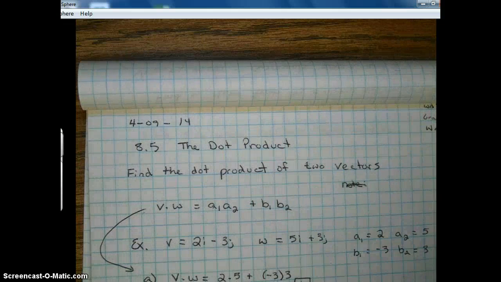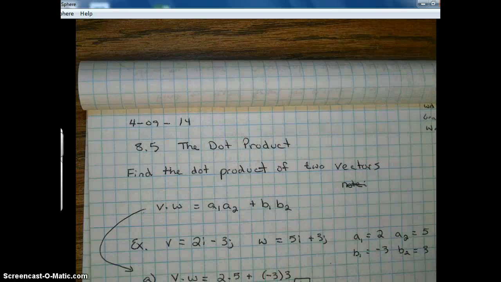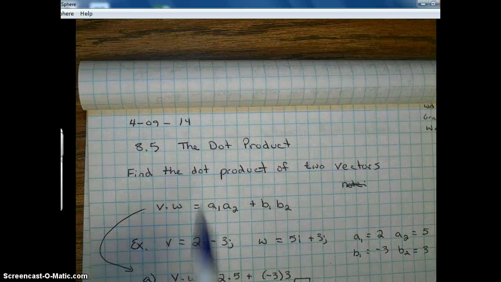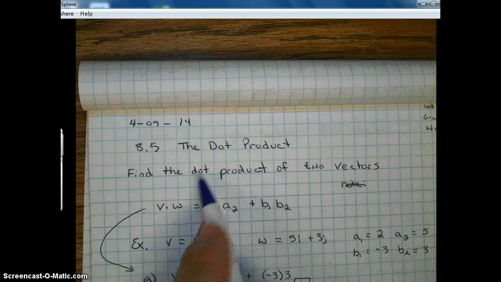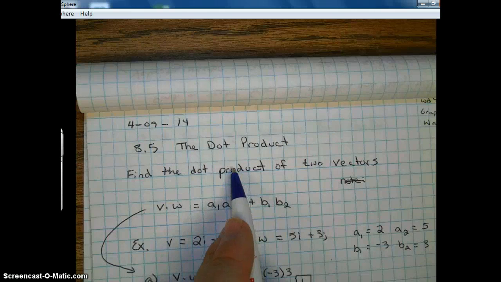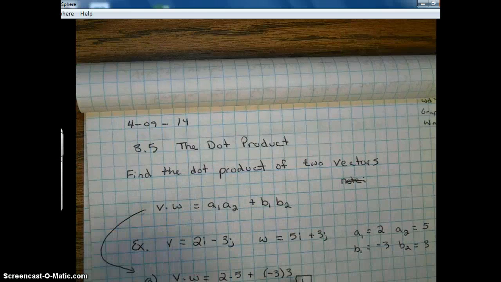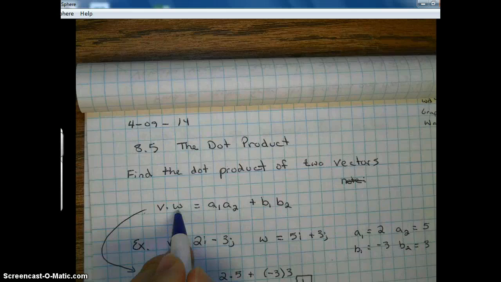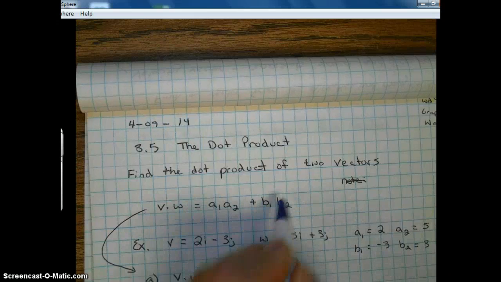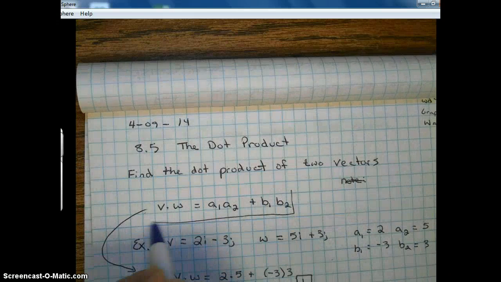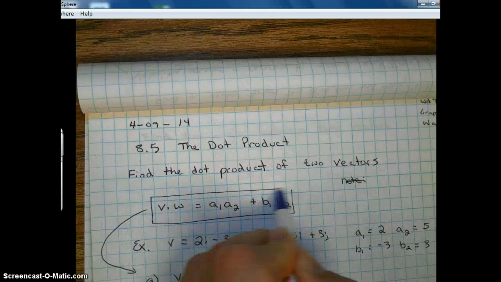All right, chapter 8.5, the dot product. Basically, we're finding the product of two vectors, and we call it the dot product. So here's the dot product right here. Take vector v times vector w equals a1 times a2 plus b1 times b2. Simple formula for multiplying vectors.